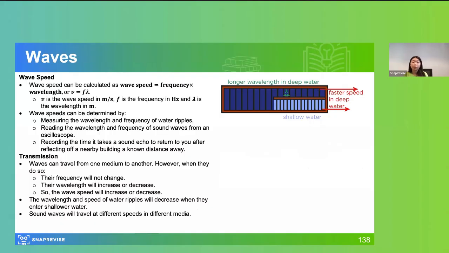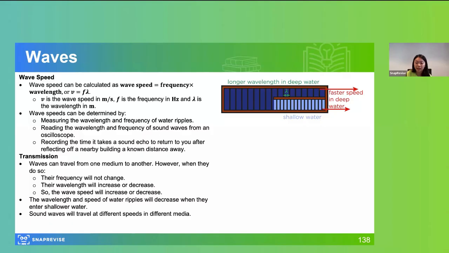There are other ways you can figure out the wave speeds. You can use a water ripple experiment. You can also figure that out by looking at an oscilloscope. A really interesting one is that with sound waves, you can see how long it takes an echo to go from one side of the building and back to you. That's a way to figure out wave speeds. Those are just a few examples you can look at.